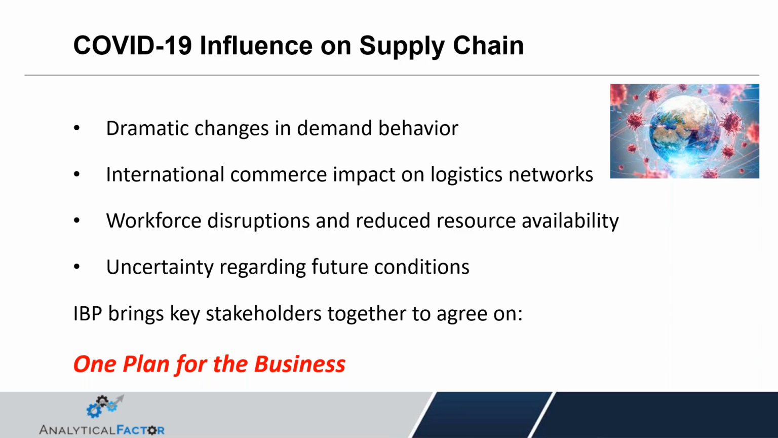So some things that we've seen with our customers and just in the general literature about COVID-19. Demand behavior has changed dramatically. For some accounts, it's spiked. For some accounts, it's dropped down to near zero. There's potentially shortages of supplies, especially across international vendors, or as plants close.